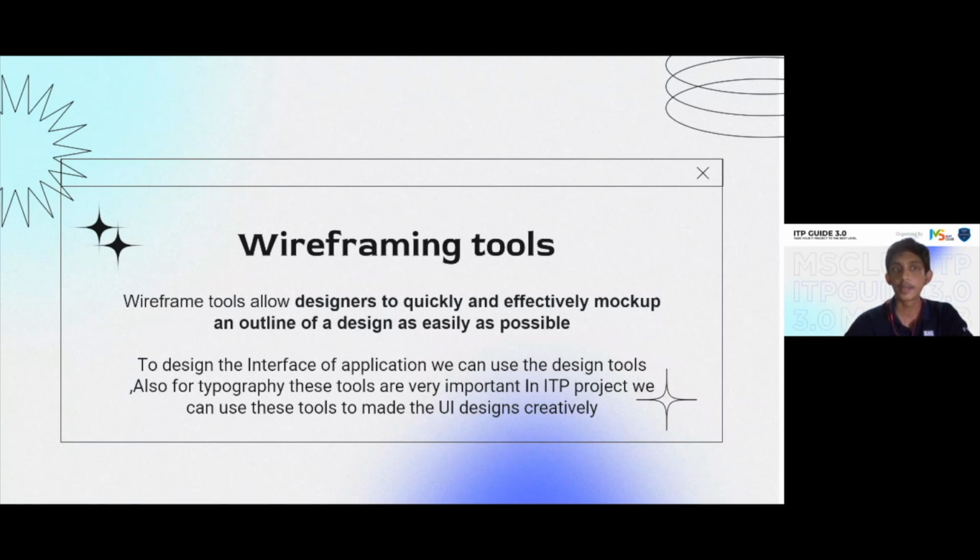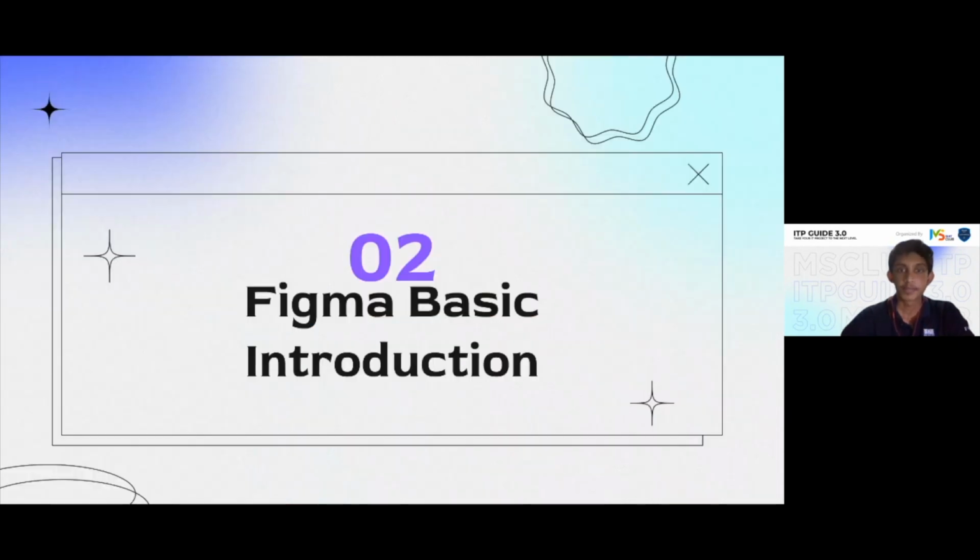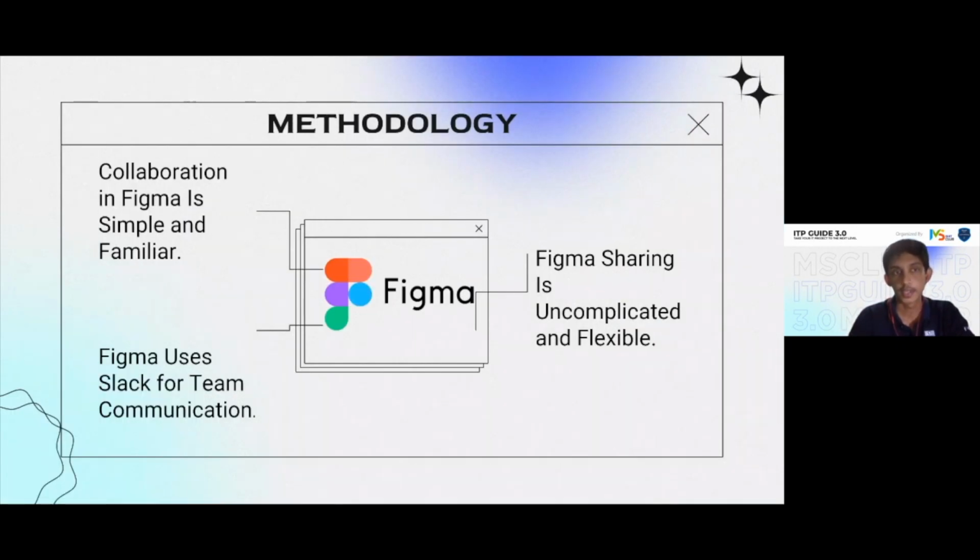So what are the tools available for designing our UI? There are a few softwares available: Figma, InVision, XD, and also you can use Photoshop and Illustrator if you are familiar with those things. You can also use those applications for UI designing. Next one is Figma basic introduction. So why did I choose Figma out of all those applications? Collaboration in Figma is simple and familiar, and Figma uses Slack for team communication, and Figma sharing is uncomplicated and flexible. So that's why I take Figma.